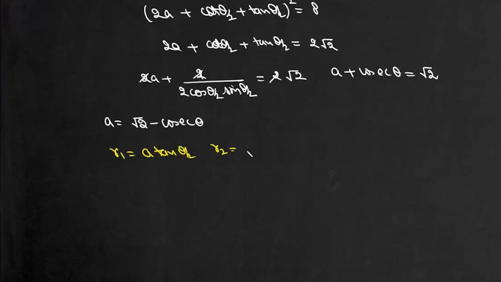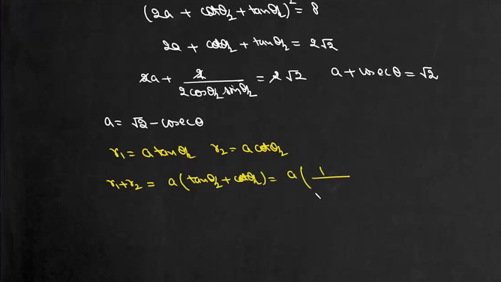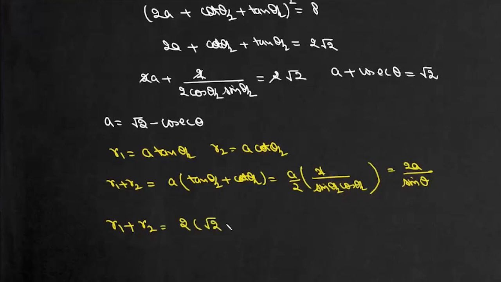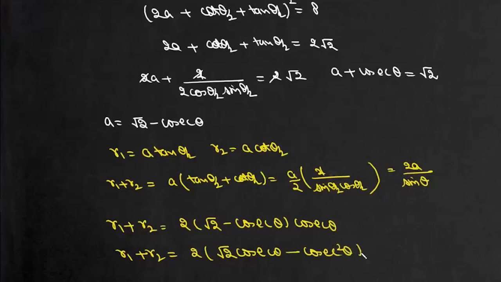Now we already know r1 is a tan theta by 2 and r2 is a cot theta by 2. We have to find the maximum value of r1 plus r2. So it will be this a and then tan theta by 2 plus cot theta by 2. Now again we'll change it in sine and cos. So it will be 1 upon sine theta by 2 cos theta by 2. We'll multiply and divide everything by 2, so it will be 2a upon sine theta. Now a is root 2 minus cosec theta. So we can write this r1 plus r2 as 2 root 2 minus cosec theta upon sin theta, which also is cosec theta. So we can write this r1 plus r2 as 2 times root 2 cosec theta minus cosec square theta. Now this r1 plus r2 is a function of theta. We have to maximize and minimize it.